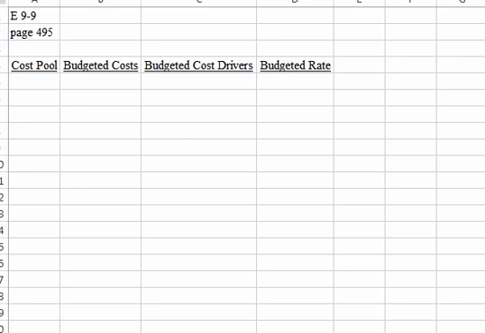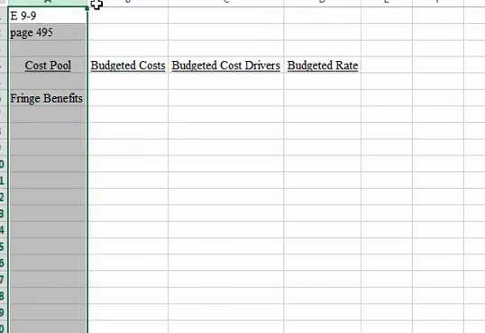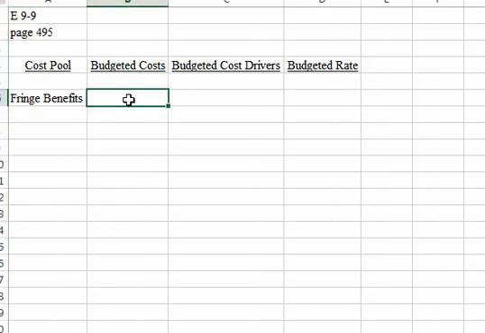The partners of Devine and O'Clock CPAs decide to implement an activity-based costing system for their firm. They identify the following three cost pools and budgeted amounts for each for the coming year. Okay, so first we have fringe benefits. The budgeted cost for fringe benefits was $300,000.